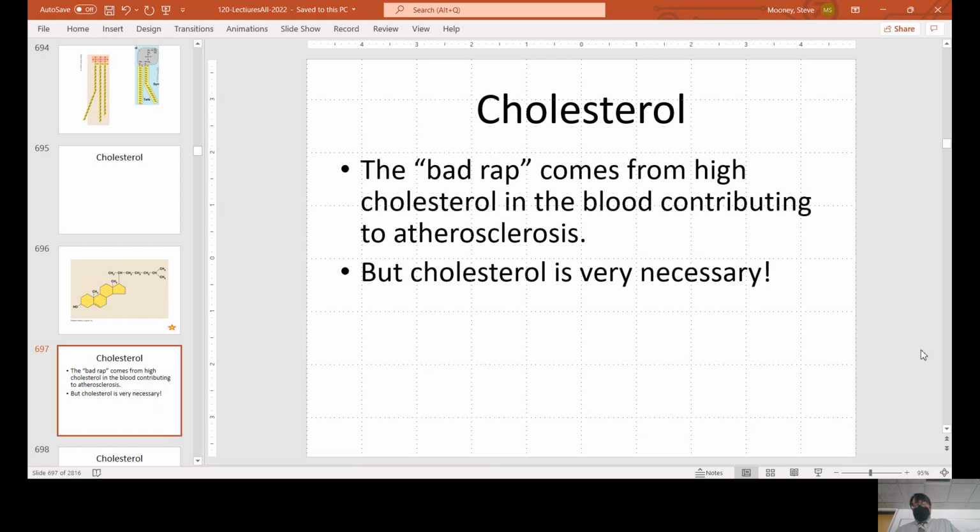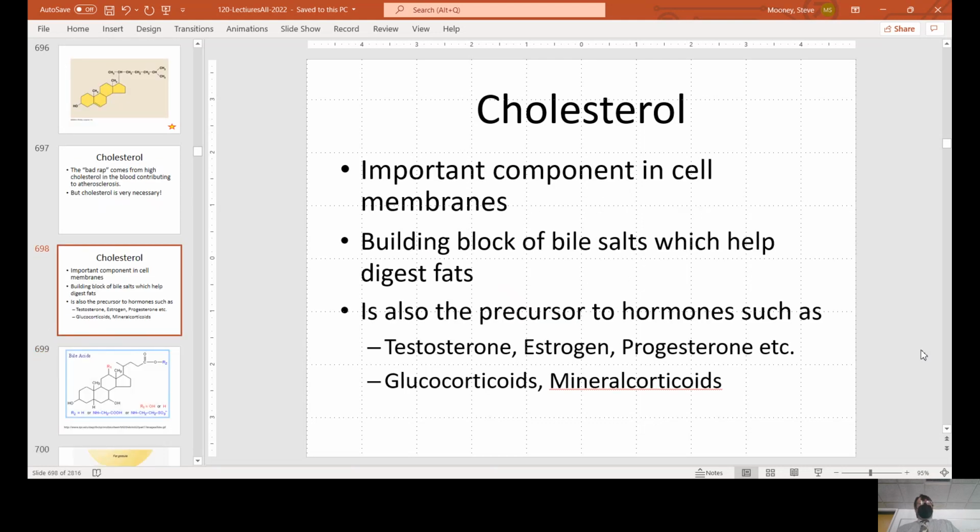But given that bad rap, there's a number of things in the body that cholesterol is necessary for. So it's an important component in cell membranes. We have a lot of cholesterol. As you can see, that's mostly hydrocarbon from that diagram. They're going to end up inside the phospholipid bilayer. And that helps give the cells some flexibility, helps move those cells around.